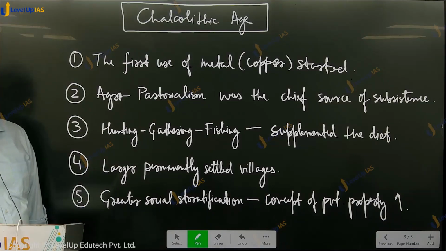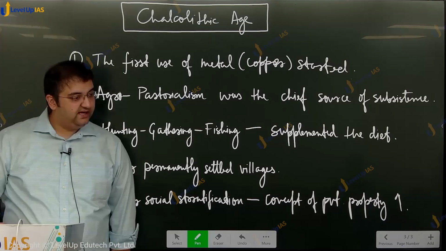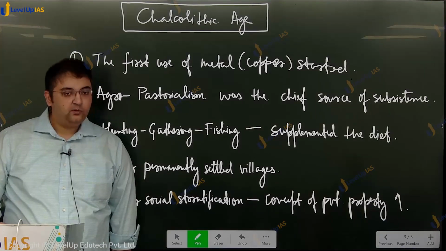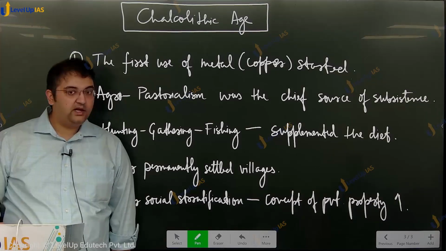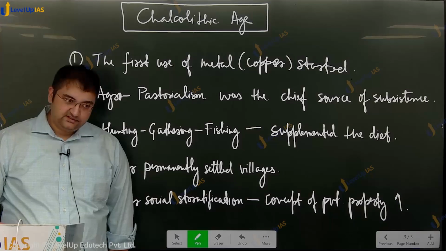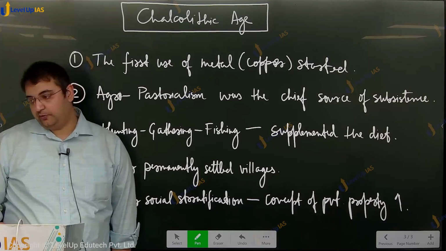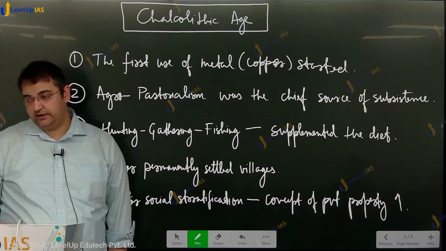A question has come: sir, were horses also domesticated in the Chalcolithic period? Tell me. There is no evidence to suggest that horses were domesticated at this point of time. Wild varieties of horses did exist, but we have not found any horse remains from a domesticated site, from a settled site, right? So probably horses were not domesticated.